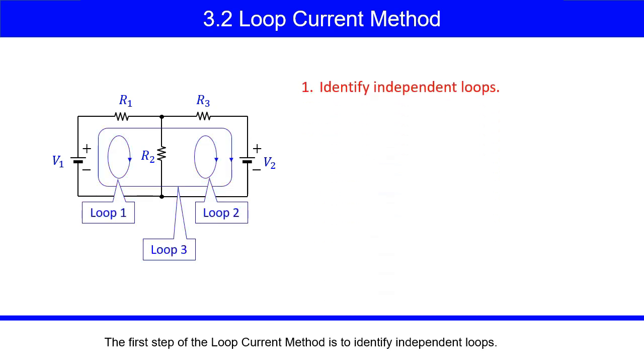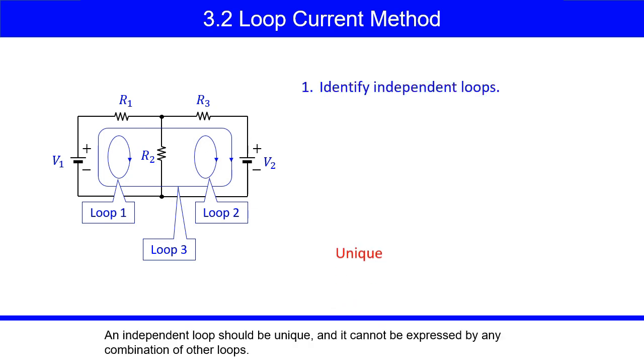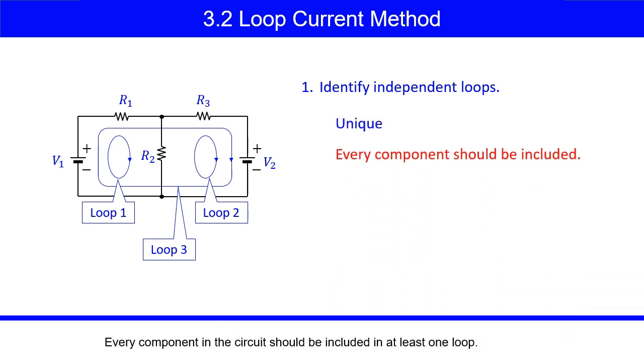The first step of the loop current method is to identify independent loops. An independent loop should be unique, and it cannot be expressed by any combination of other loops. Every component in the circuit should be included in at least one loop.